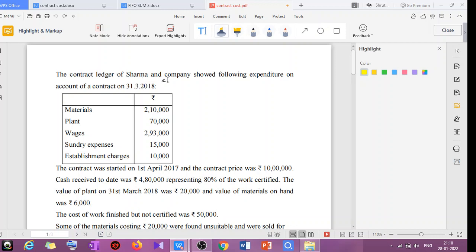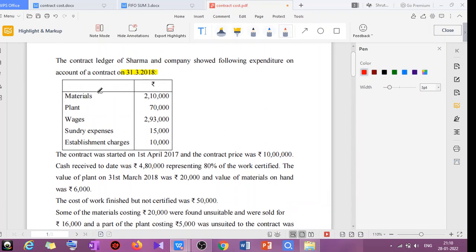The contract ledger of Sharma and Company showed the following expenditure on account of a contract on 31st March 2018. Okay, date is given, 31st March. And expenses, see the expenses here, material. All the expenses will come under the contract account debit side. So material debit side, plant debit side, wages debit side, sundry expenses debit side, establishment charges debit side.